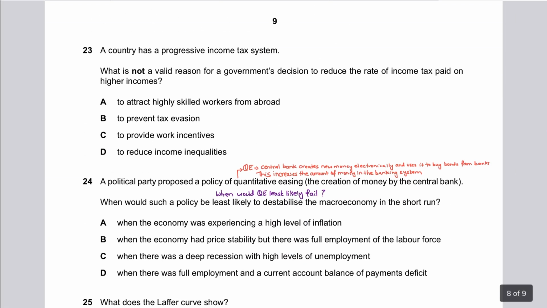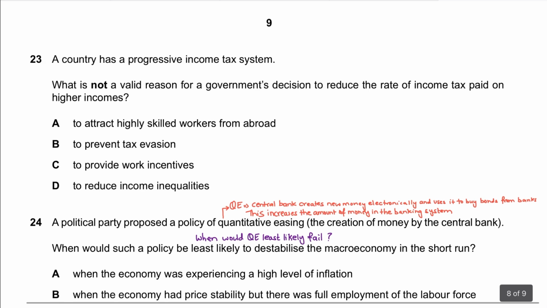Anyways, question number 23 says, a country has a progressive income tax system. What is not a valid reason for a government's decision to reduce the rate of income tax paid on high incomes? So, if you're reducing the rate of income tax on people on the higher end of the spectrum, they're asking what is not a valid reason for the government's decision to reduce that rate of income tax. Okay, so you have a progressive tax system, which means that the tax burden falls more on the rich rather than on the poor.